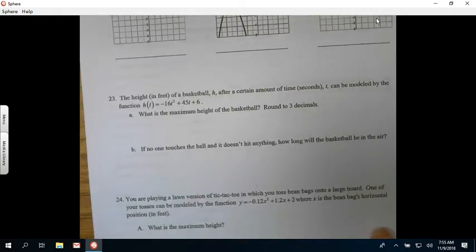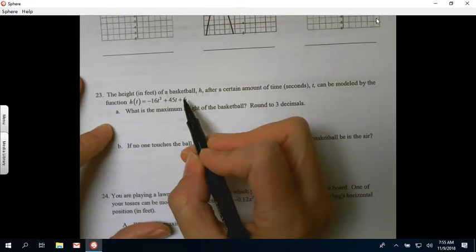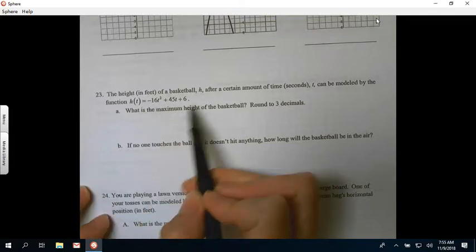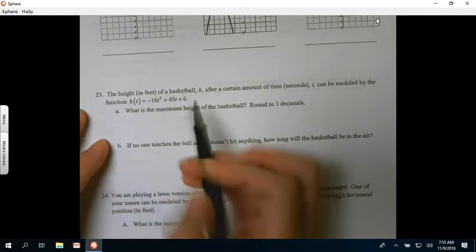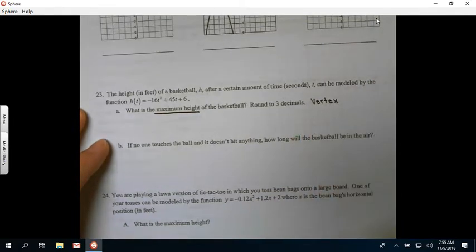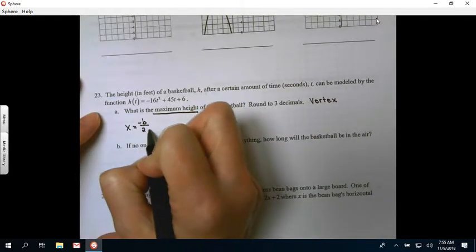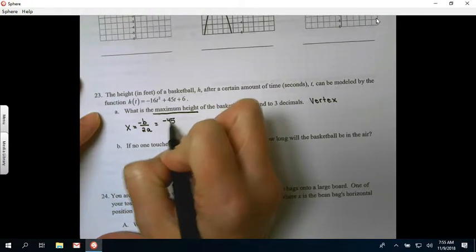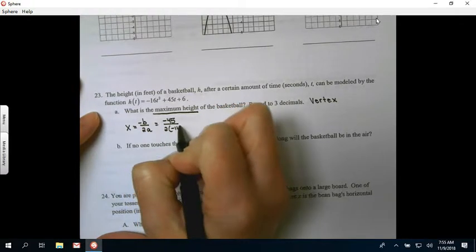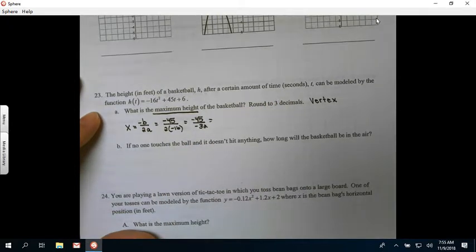Now 23 and 24 are your word problems. So here is the equation. We're looking at a basketball that's being thrown up, and here is the equation that models its path. If we want to know the maximum height, we're really asking for the vertex, because we know max and mins occur at the vertex, so if I can find the vertex, I have found the max or the min. This is in standard form, so I'm going to use my negative b over 2a. So negative 45 divided by 2 times negative 16. So I get negative 45 divided by negative 32.